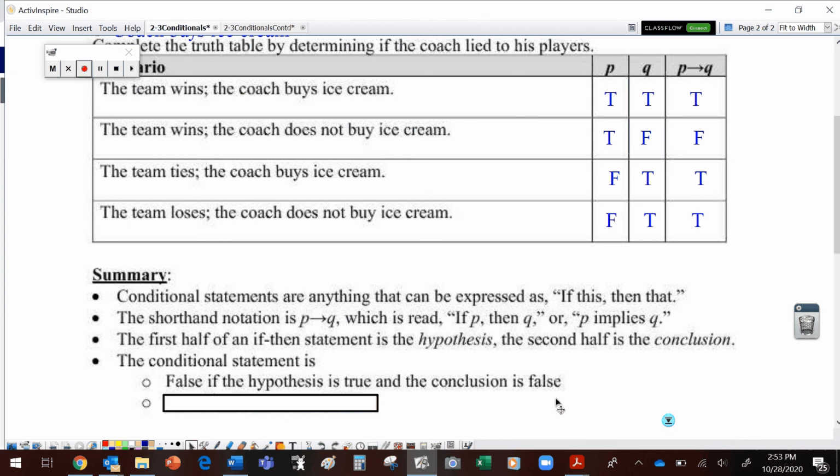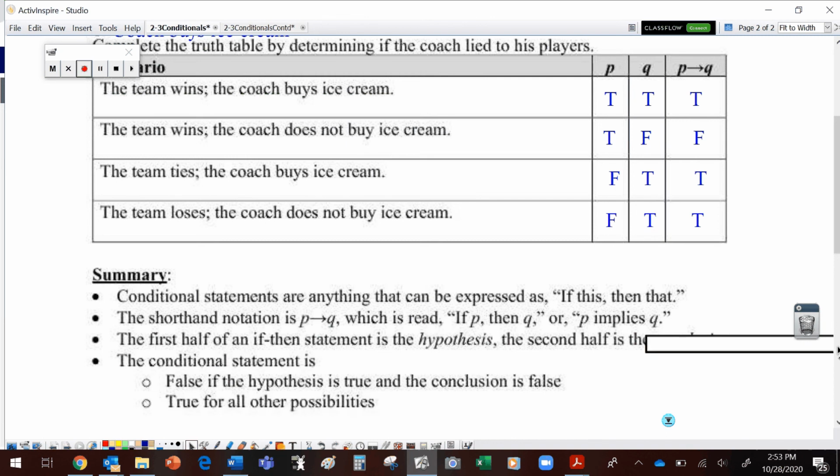Now, from this truth table up above, we can see that the conditional statement is only false if the hypothesis is true and the conclusion is false. Okay, so this is the only time where this if-then statement was false. The hypothesis was true, the conclusion was false. Everything else, that if-then statement, that conditional, ended up being true. Okay, so the only way that an if-then statement can be false is if the hypothesis is true and the conclusion is false. Otherwise, it's always going to be true.